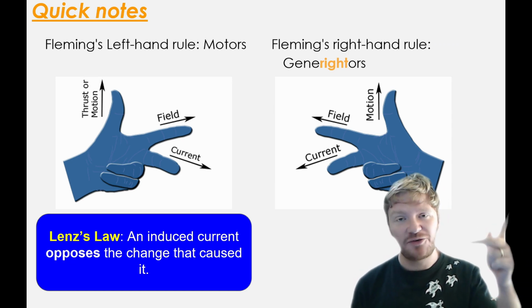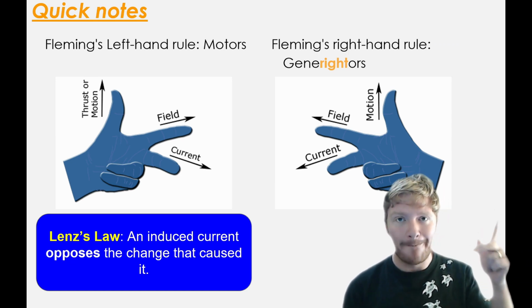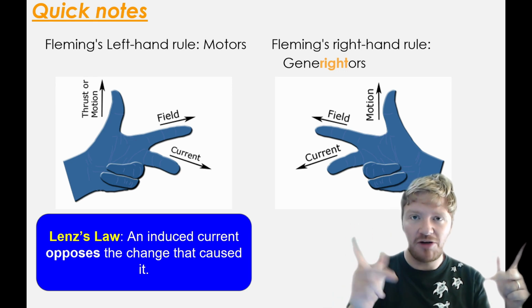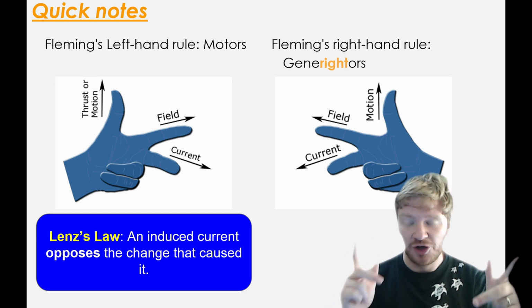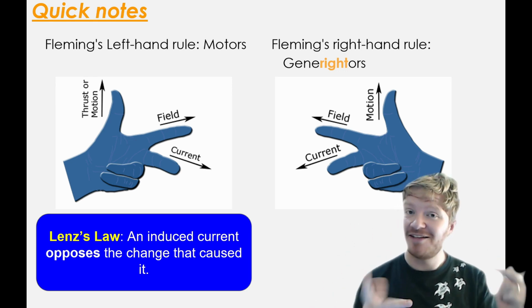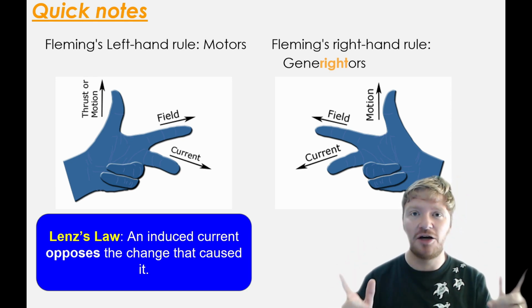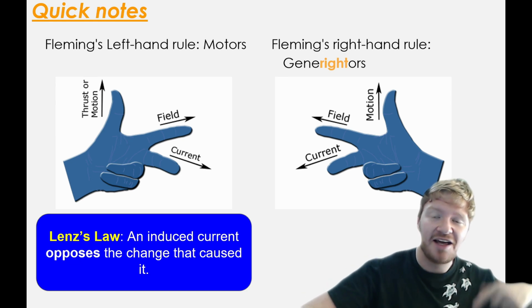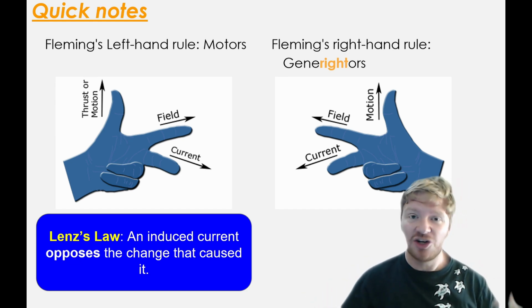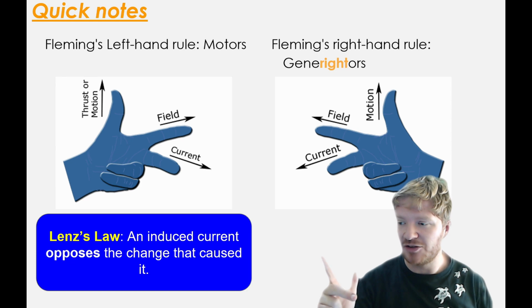Fleming's left-hand rule is used for motors. Fleming's right-hand rule is used for generators. See how I remembered that? So you remember you've got left and right. If you're generating a current, if you're putting the motion in and getting a current out, you have a generator and you use your right hand.